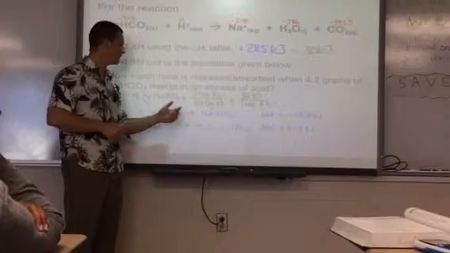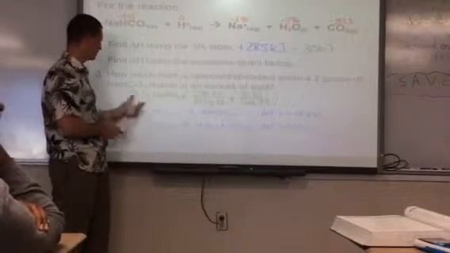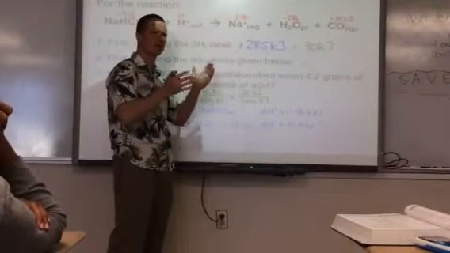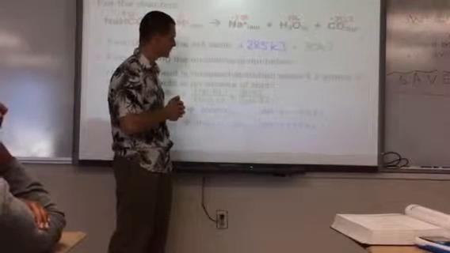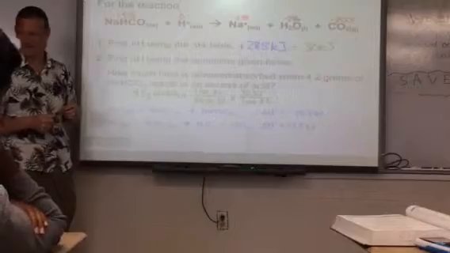4.2 divided by 84 is about 1 over 20. So 1/20th times 30 is around 1.5 or so. It rounds to 2, because we only allowed 1 significant figure.